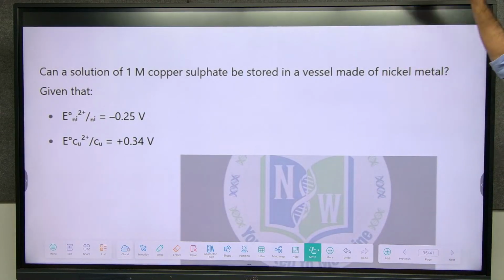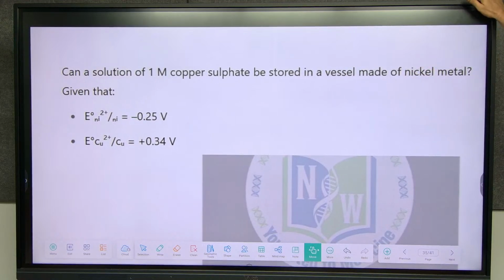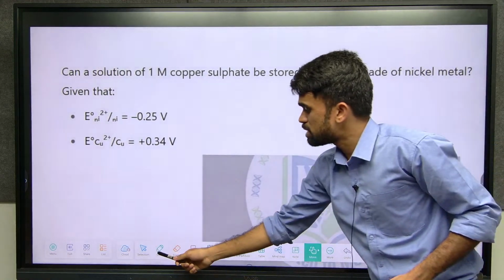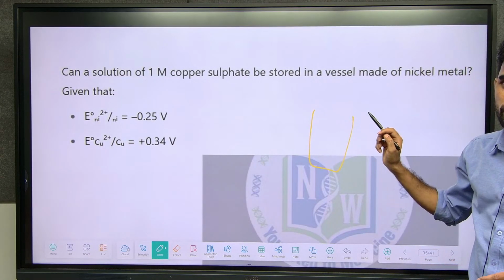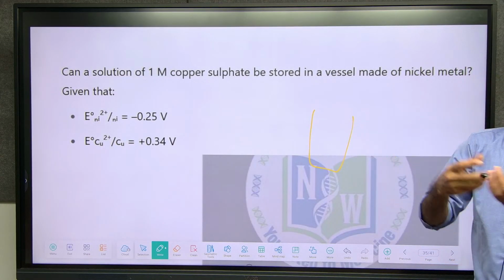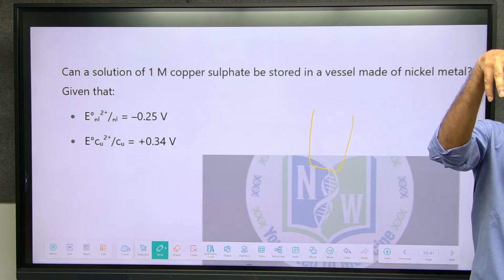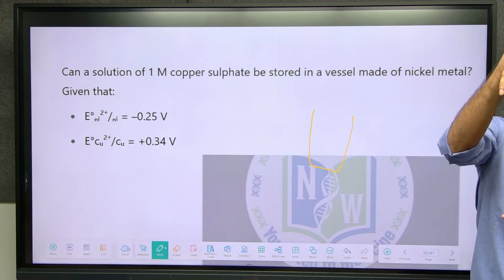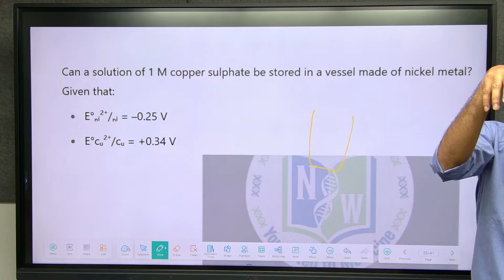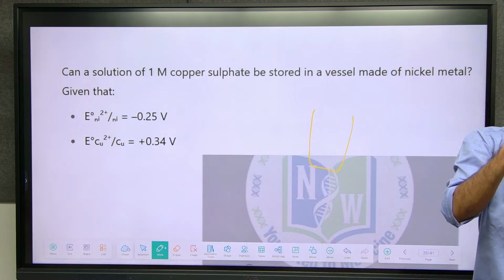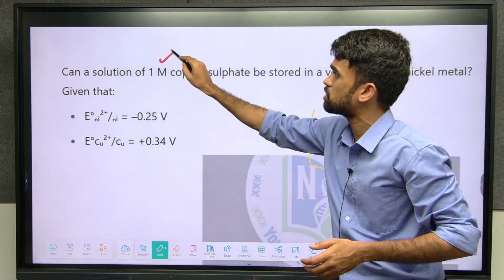A solution of copper sulfate is stored in a vessel made up of nickel metal. So is it possible to store? See, generally we will make pickles at home. So what happens when you keep that pickle in some iron stainless steel materials? If it is not really good material, it will get rusted. Yes or no? Like spoons, you will be seeing some rust. So with the help of this, you can also get some clarity.